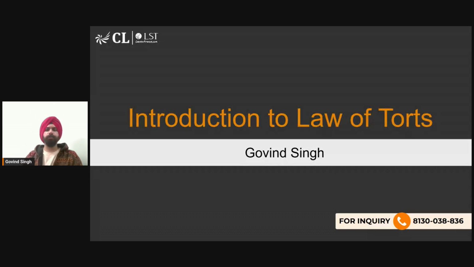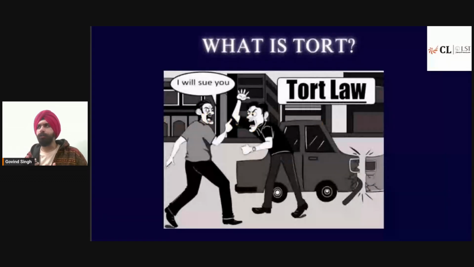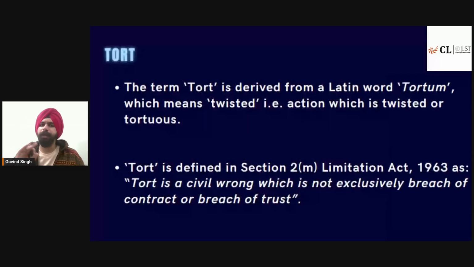So talking about introduction to law of torts, my name is Kovin Singh. What exactly do we mean by a tort? What is the meaning of the word tort? Now tort comes from a Latin word, tortum, and tortum means twisted. Why do we say twisted? Because torts usually talk about offenses or instances which are twisted in nature, which are tortuous in nature, which are problematic in nature. Now, when you talk about the Limitation Act of 1963, there is a definition of tort as well. This is the legal definition.